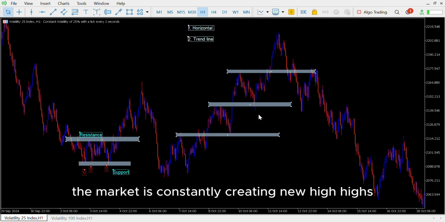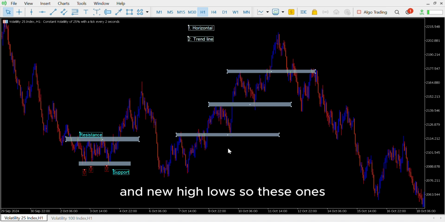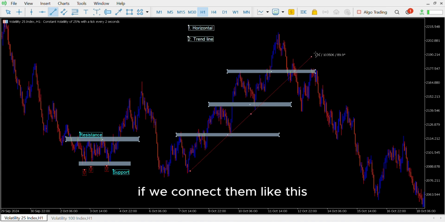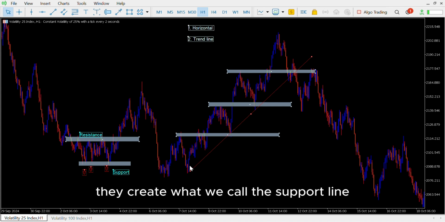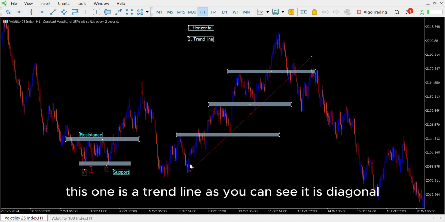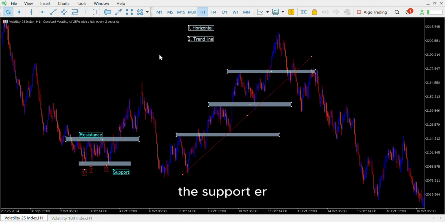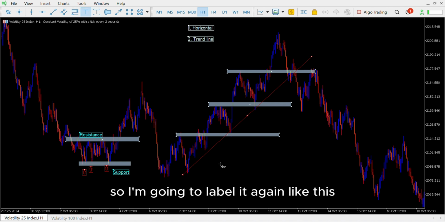So as you can see, the market is constantly creating new higher highs and new higher lows. So these ones, if we connect them like this, they create what we call the support line. This one is a trend line. As you can see, it is diagonal. So a diagonal trend line is the one that is known as the support, the trend line support or resistance. So I'm going to label it again like this.